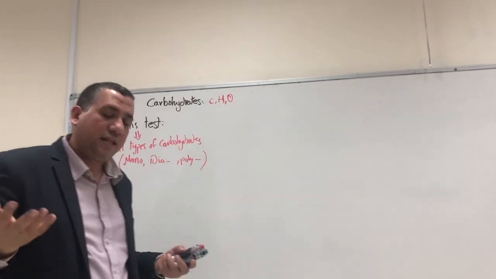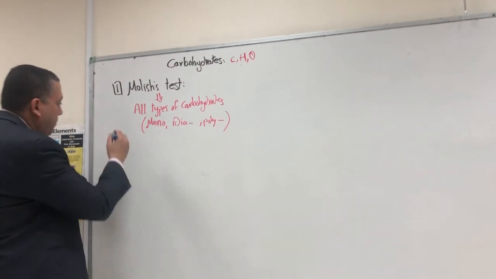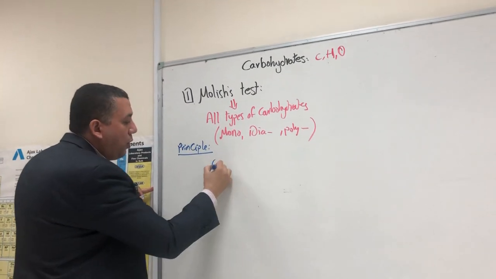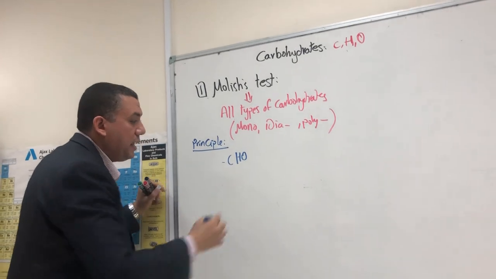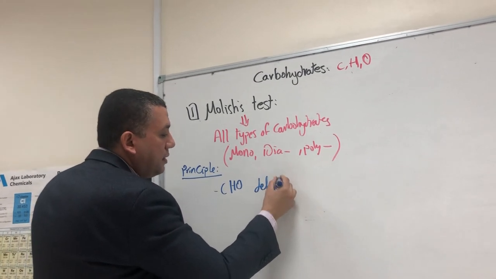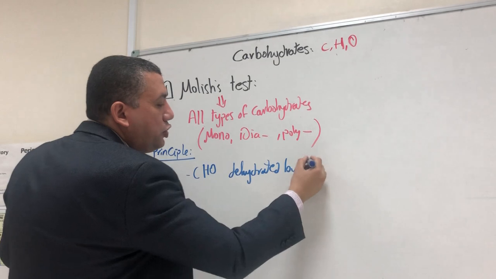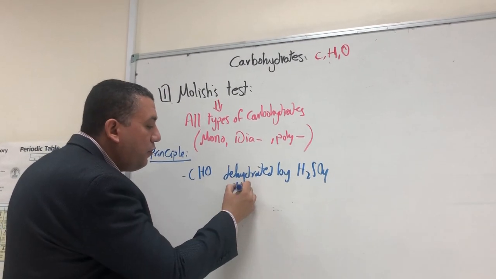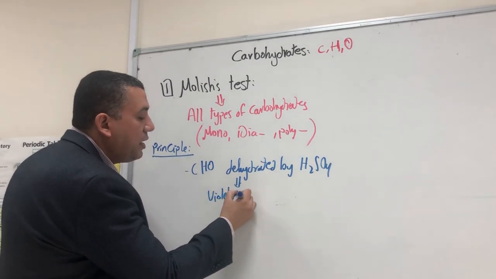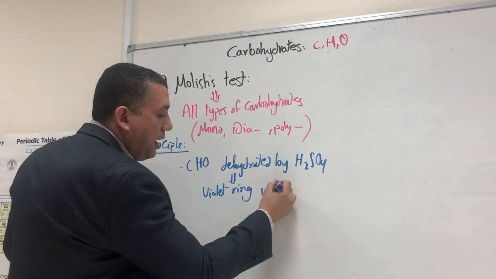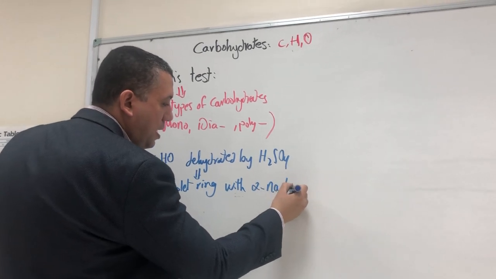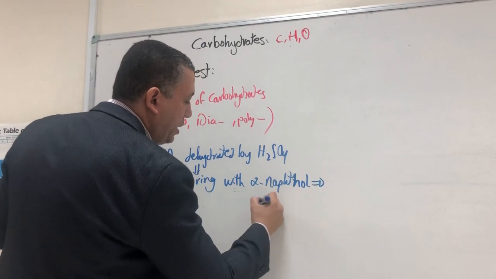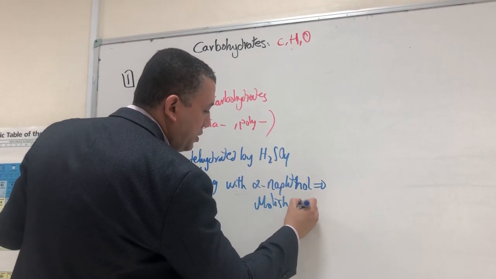Okay, so what is the Molisch test? They said the principle of the Molisch test is that a CHO group, in the carbohydrate, will be dehydrated by H2SO4 that we add. After that, when it becomes dehydrated, it will give you a violet ring with alpha naphthol. And this alpha naphthol is in the Molisch reagent.